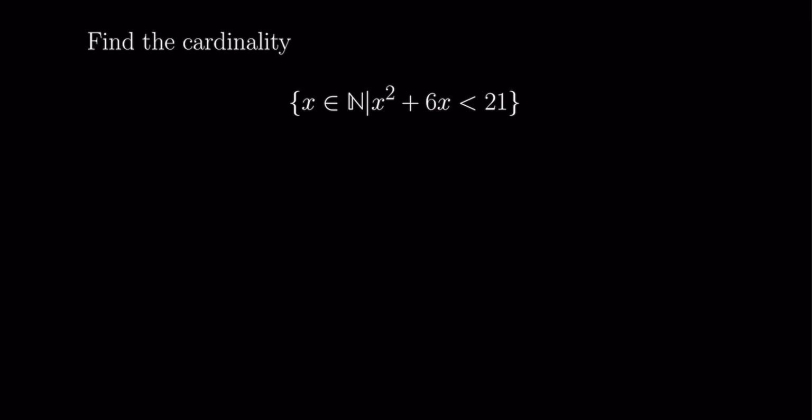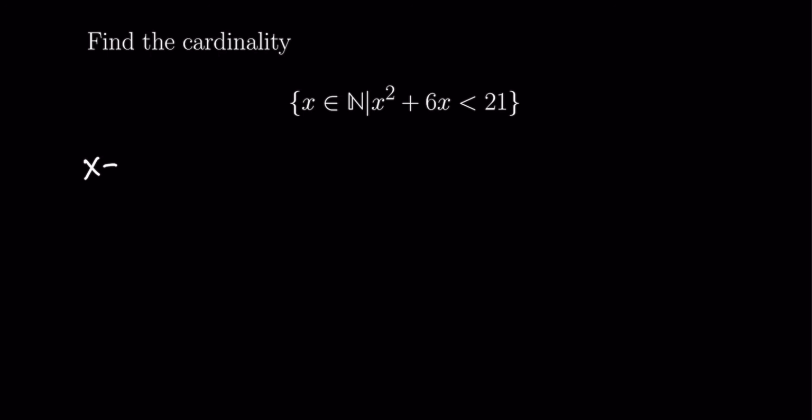Now let's look at this next one. We want to look for all natural numbers x such that x squared plus 6x is less than 21. I think there are a couple of ways to do this. You could maybe solve this carefully to find some sort of interval and look at the natural numbers within that interval. But I think it's pretty easy to do this with just guessing and checking.